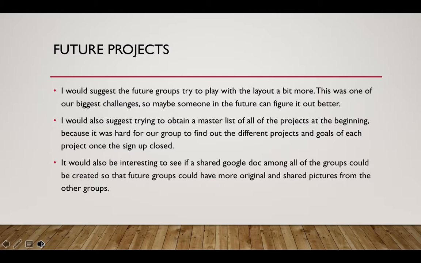I would also suggest trying to obtain a master list of all the projects at the beginning of all of the Monarch Butterfly projects, because it was hard for a group to find out all of the different projects and goals of each one once the sign up was closed. And then I think it would also be interesting to see if a shared Google Doc among all of the groups could be created so that future groups could have more original and shared pictures from other groups rather than just internet sources.